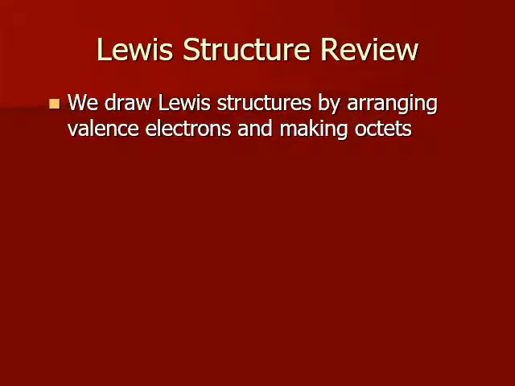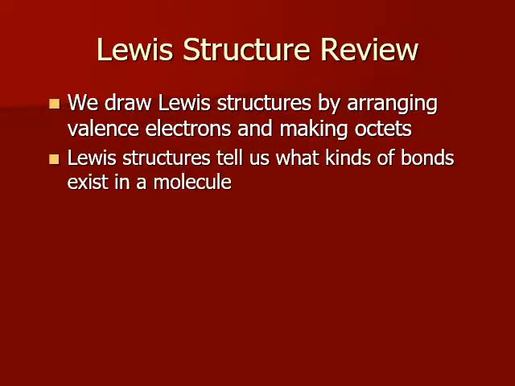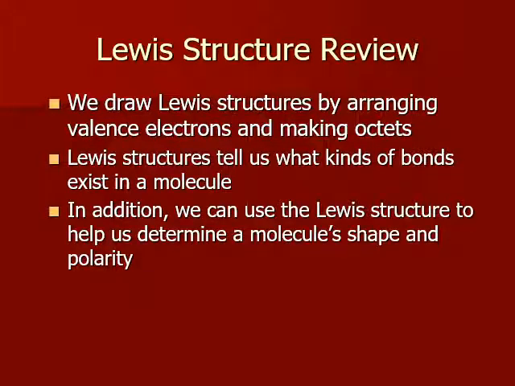So we draw Lewis structures to figure out what the bonding is. We want to arrange the valence electrons. We want to make octets around all the atoms. Lewis structures tell us what kind of bonds exist in a molecule, whether it's single or double or triple. And we can also use the Lewis structure to help us determine what shape a molecule has and whether or not it's polar.